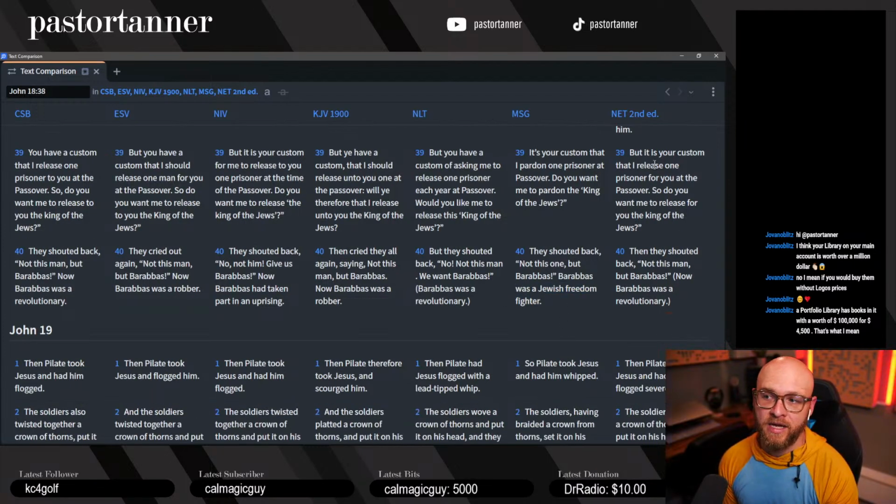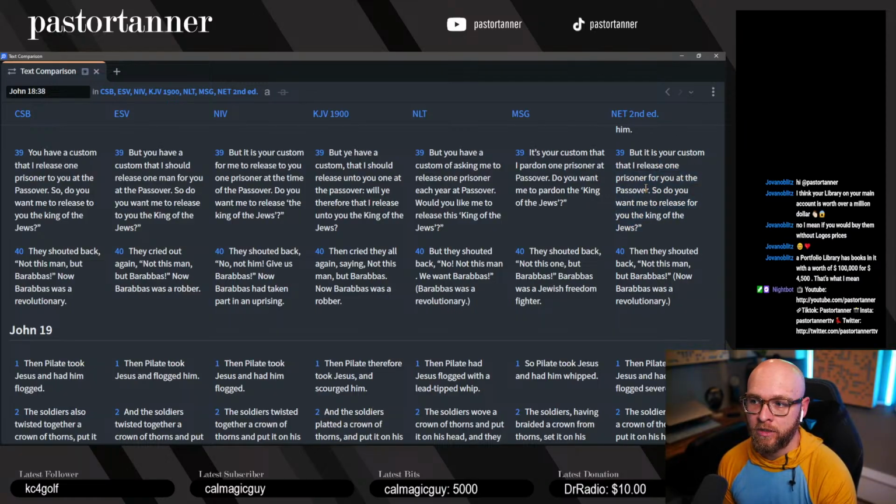And then the NET second edition is really a good one. I got it more for its notes, and it has fantastic notes, but it's really good in terms of its translation as well. It says, but it is your custom that I release one prisoner for you at the Passover. Do you want me to release to you the king of the Jews? They shouted back, not this man, but Barabbas. Now Barabbas was a revolutionary. So you can see a lot of translations focus on the revolutionary piece.